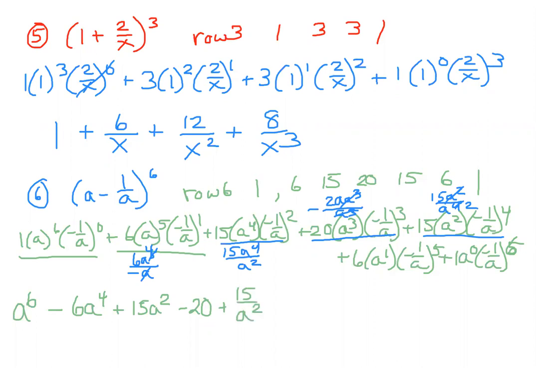And then this one is 6a over a to the 5th, negative, so that's going to cancel. And we get negative 6 over a to the 4th. And this last one here is just going to be 1 over a to the 6th. And that is the answer. That one was kind of tricky. All right, so let's look at another part to this.